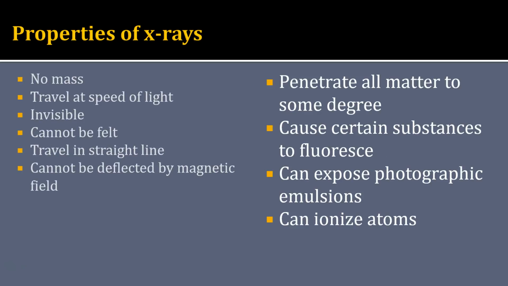X-rays share a lot of properties with others on the electromagnetic spectrum, such as not having mass, traveling at the speed of light, being invisible and not being able to be felt, traveling in a straight line until acted upon, and not being deflected by a magnetic field. Some special properties of X-rays include that they can penetrate all matter to some degree, that they can cause certain substances to fluoresce, that they can expose photographic emulsions, and that they can ionize atoms.